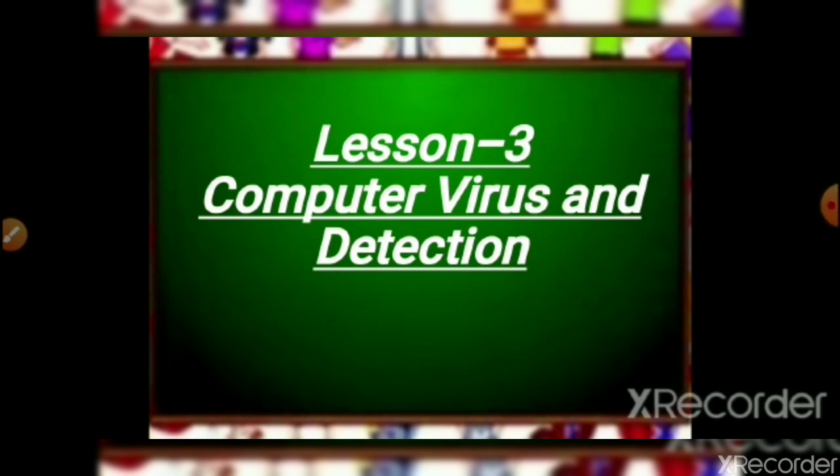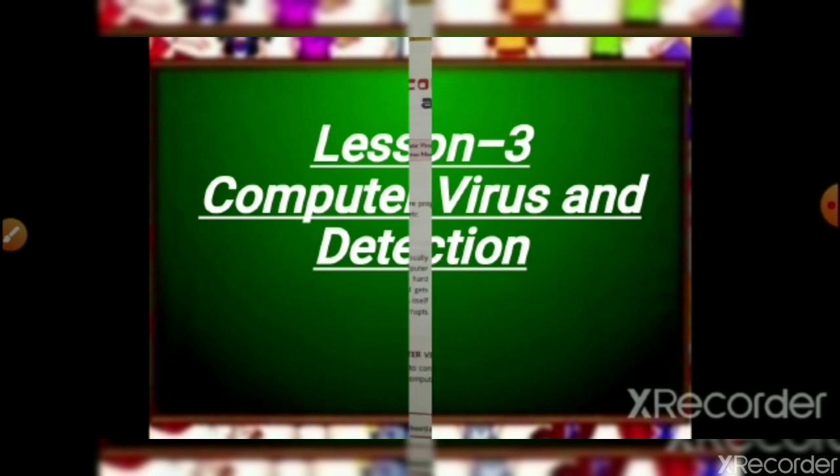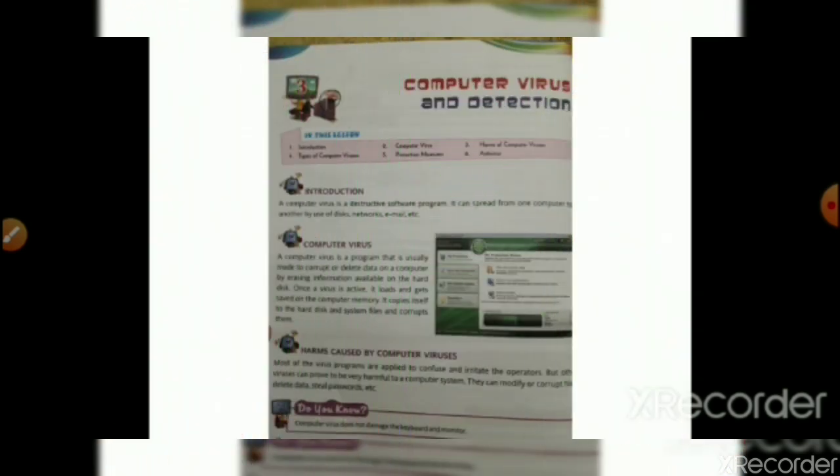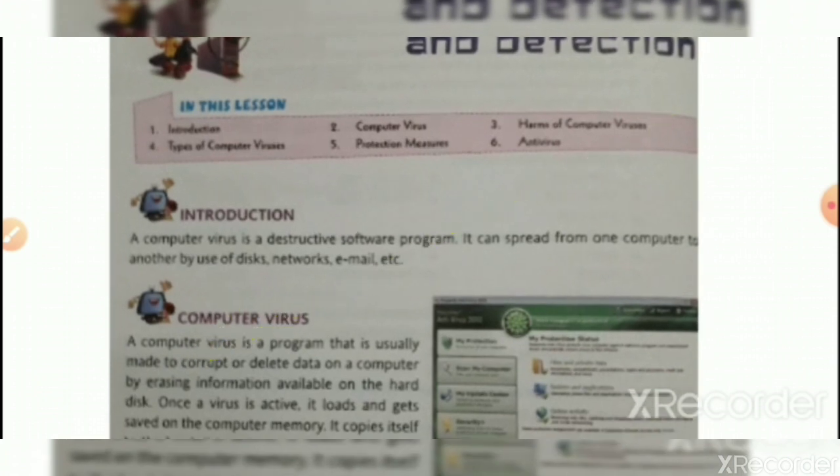So what is a virus? Today we are all suffering from a very dangerous virus, which is coronavirus. The whole world is suffering from it. So viruses affect not only human beings but also machines, especially electronic machines, and computers are mostly affected by viruses. First of all, let's see what we are going to study in this chapter today.